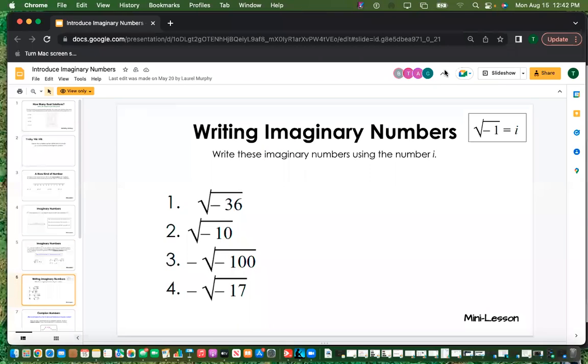Now I'm going to give you some problems. Write these imaginary numbers using the number i. If you ever see a negative underneath the radical, we know for a fact that there's going to be an i in our answer somewhere. Well, what's the square root of -36? This is going to be 6i. Notice how, since there's a negative underneath the radical, that turns into an i, and then we just take the square root of whatever the number is.